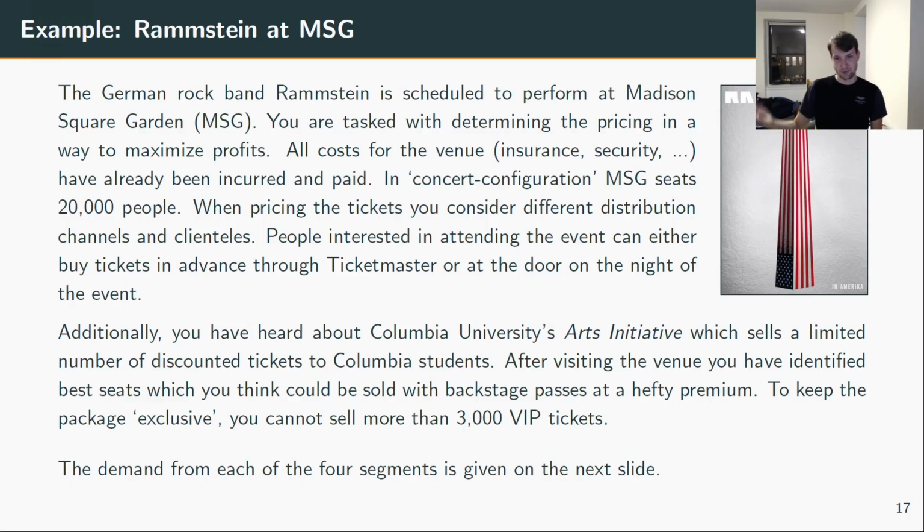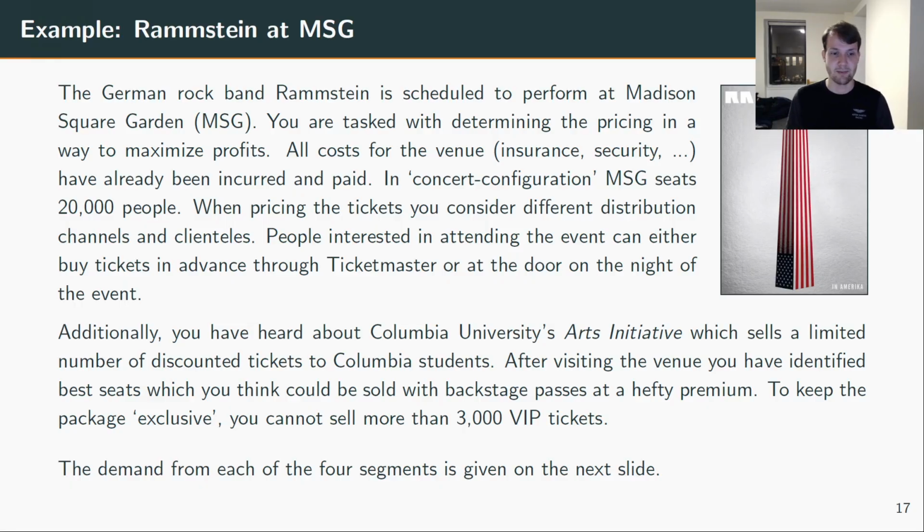Additionally, as a Columbia student, you know that there's Columbia University's Arch Initiative, which sells a limited number of discounted tickets to Columbia students, and you already know their willingness to pay as well. And after visiting the venue, you've identified the best seats, and you want to sell them at a hefty premium. You know segmented pricing is a thing. You want to sell VIP tickets. They make a lot of money. But to keep them exclusive, you cannot really sell more than 3,000 of them. You don't have enough seats to seat more than 3,000 VIPs in a nice place. You don't have the capacity to give them backstage passes or whatever.